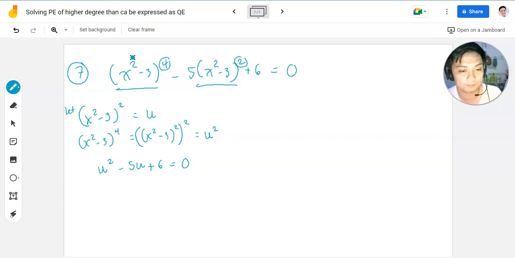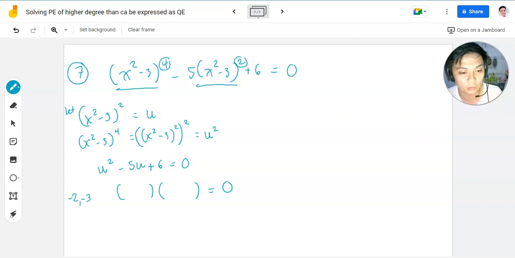Okay, so is this solvable by factoring? Are there two numbers ng product ay positive 6 at ang sum ay negative 5? Meron pa rin kasi we have the numbers negative 2 and negative 3. Multiply them, you get positive 6. Add them, you get negative 5. So meaning, we are ready to write the factors and the factored form of the equation.